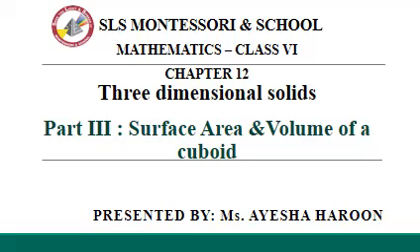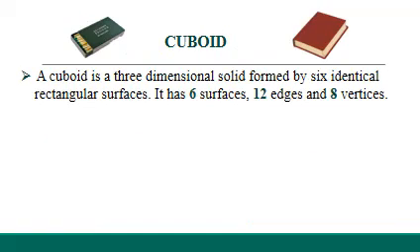Today we are going to learn about the surface area and volume of a cuboid in chapter 12, three-dimensional solids. Let's recall the concept of cuboid. A cuboid is a three-dimensional solid formed by 6 identical rectangular surfaces. It has 6 surfaces, 12 edges, and 8 vertices.